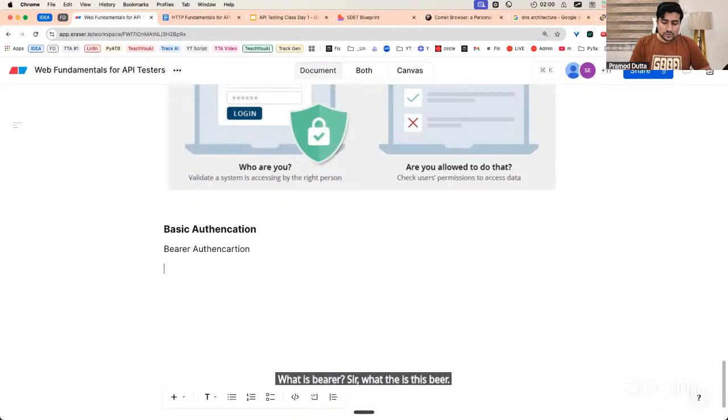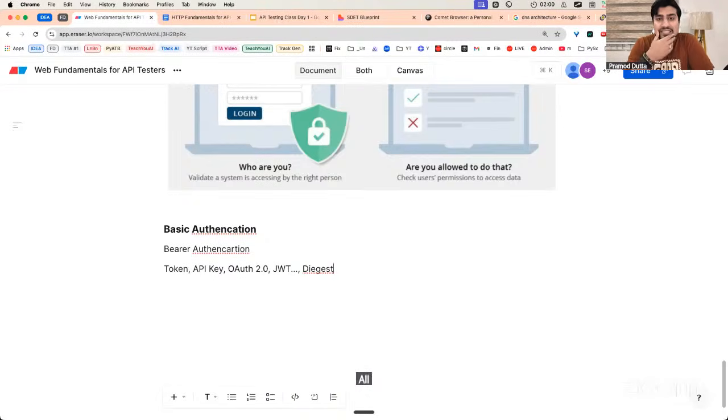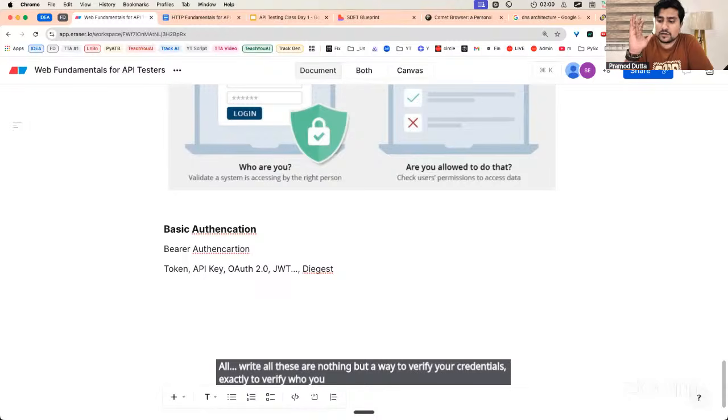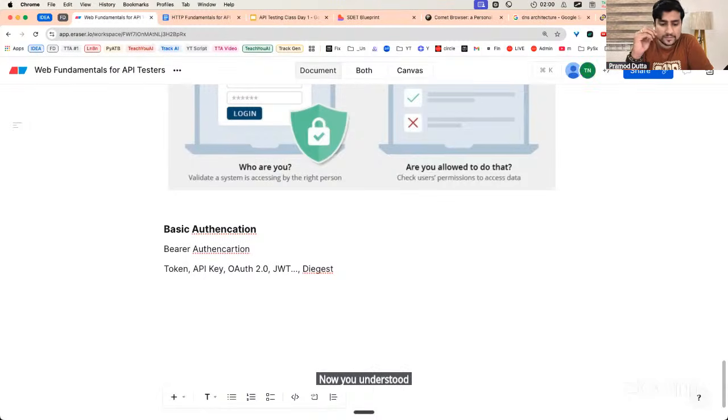Sometimes you must have heard about token, API key. Many times you must have heard of OAuth 2, JWT also. What is all this? What the hell is this? All these are nothing but a way to verify your credentials, exactly to verify who you are. Now you understood? Give me yes in the chat. These are nothing but types of keys.